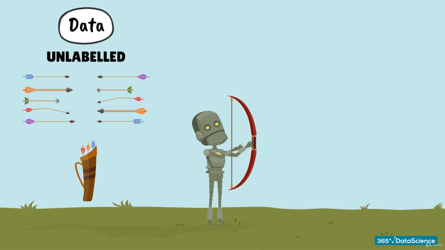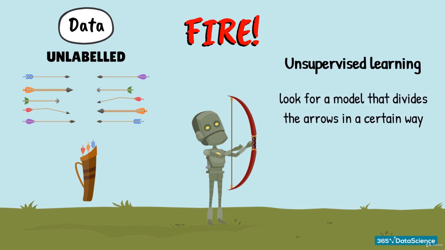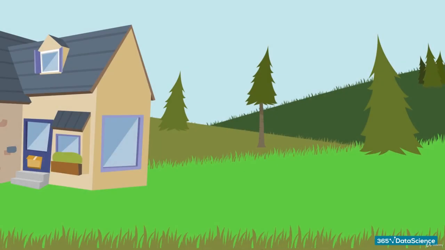Then, you'd ask the machine to simply fire in a direction without providing it with targets. Therefore, in this case, you won't be looking for a model that helps you shoot better. Rather, you'll be looking for one which divides the arrows in a certain way. Here's a quick overview of what happens. The robot will see just the ground, the tree, the house, and the sky. Remember, there are no targets.